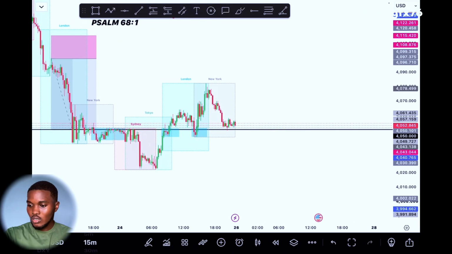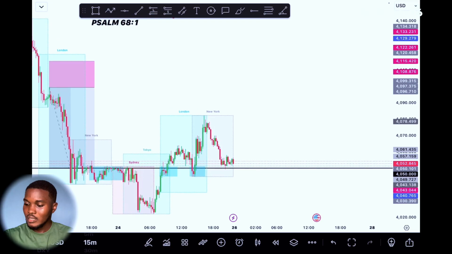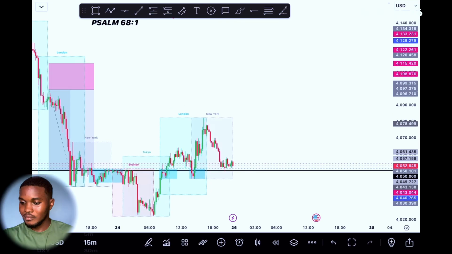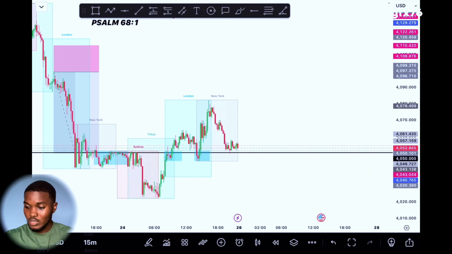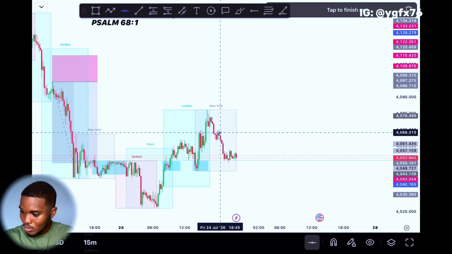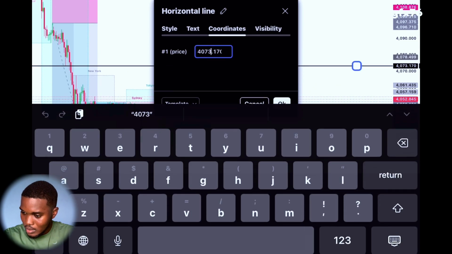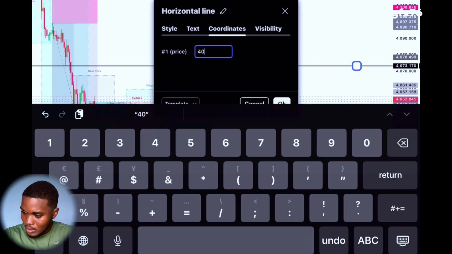Now the major levels are plotted every 100 points. So in gold, that will be every 1000 pips. So for example, this 4050, this is a medium point, right? Now, if I'm to plot the major psychological levels, let me start with that. Let's just put it anywhere. Let's start at 4,000, right? 4,000 will do it.